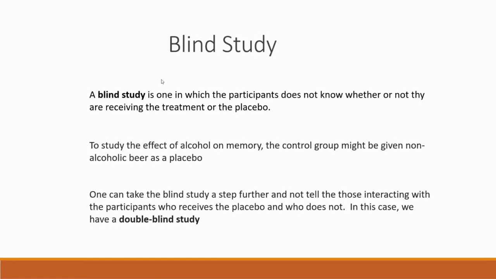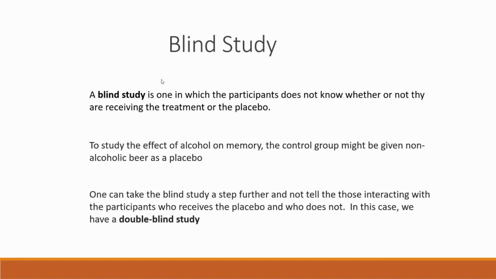Again, going back to that alcohol memory example, you're not going to tell the control group that what they're getting is non-alcoholic beer. You're not going to tell them that, because that would, again, defeat the purpose of the experiment. All right. And to really help, the people running the experiment, the administrators, the ones that are actually giving the treatment, they could ensure that the administrators do not know who's getting the placebo and who isn't.